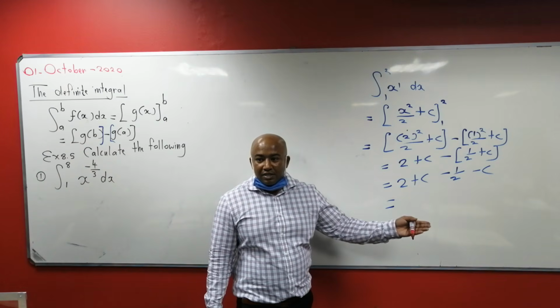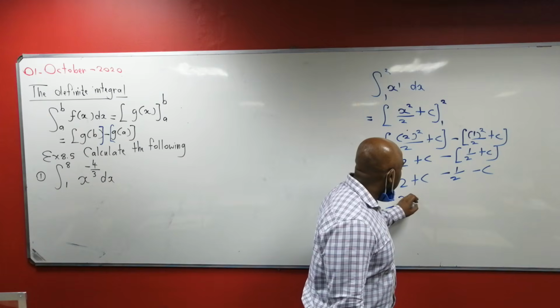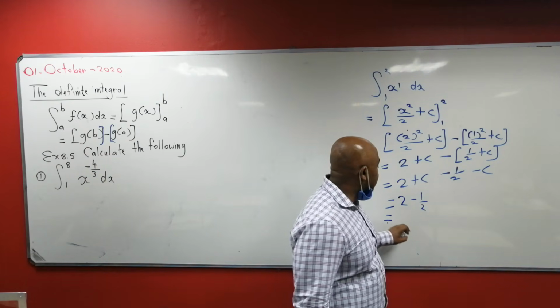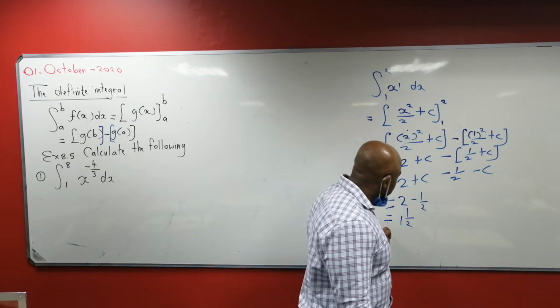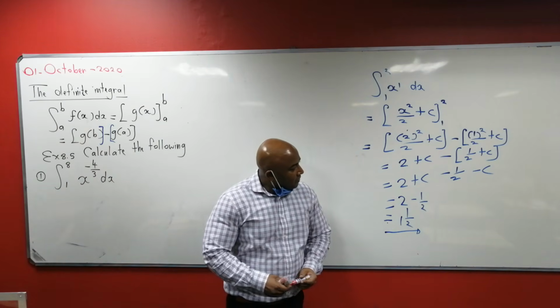Plus c minus c is 0. So I'm only left with 2 minus half. So 2 minus half is actually 1 and a half. Right. So, what do you notice now?